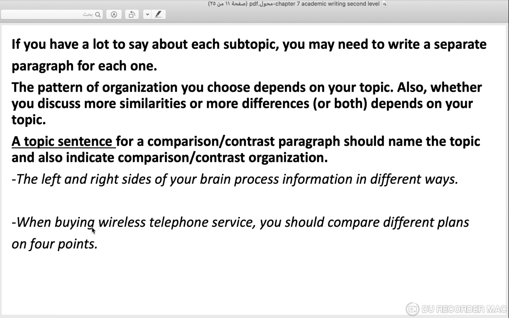When buying wireless telephone service you should compare different plans on 4 point أيضا مثلا عندنا telephone service أو wireless phone هنا name it the topic وبعدين أيضا عرفنا إنه different plan اللي هي indicate comparison بواسطة different way or different plan.